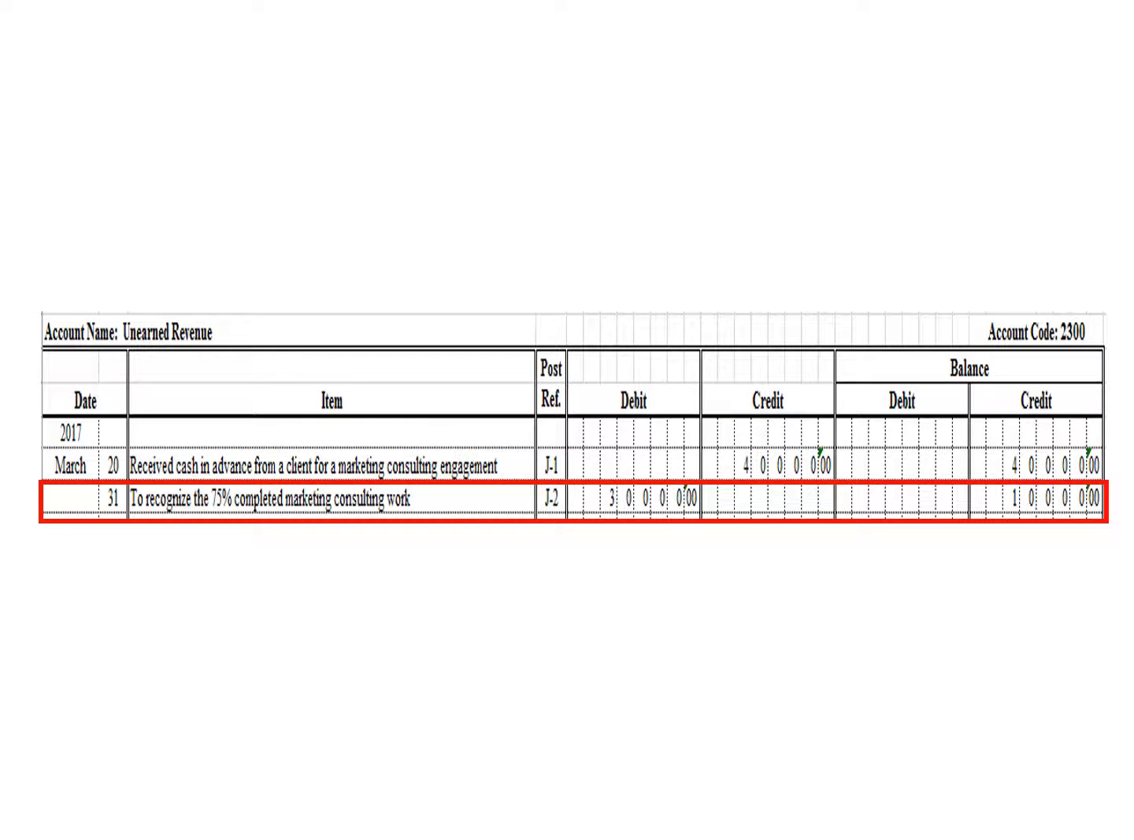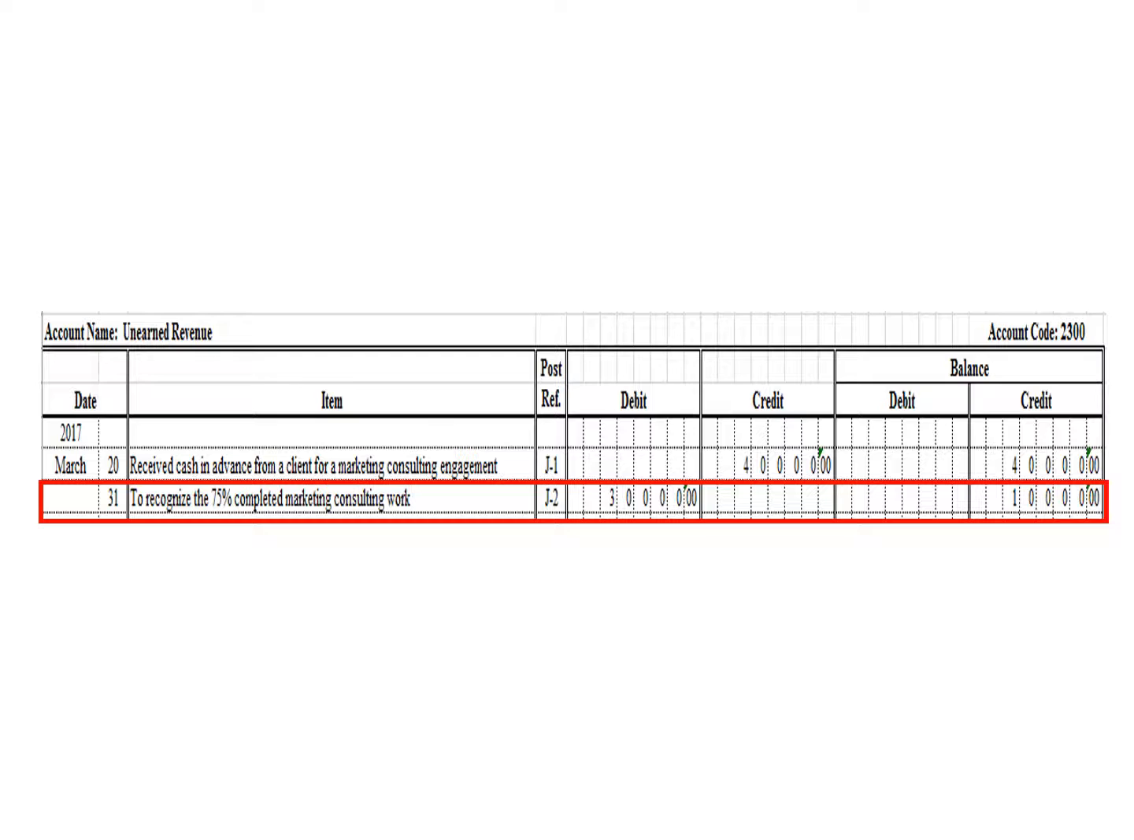In the unearned revenue ledger, we write the date, 31. We write the description, to recognize the 75% completed marketing consulting work, posting reference, J2. Under the debit column, we write the amount, 30,000 pesos. In the balance section under the credit column, we write 10,000 pesos.